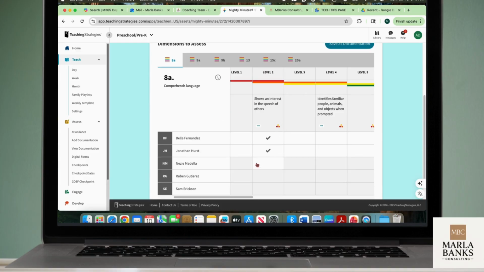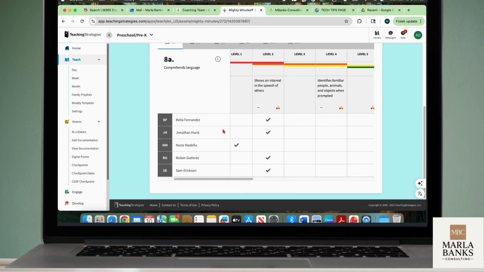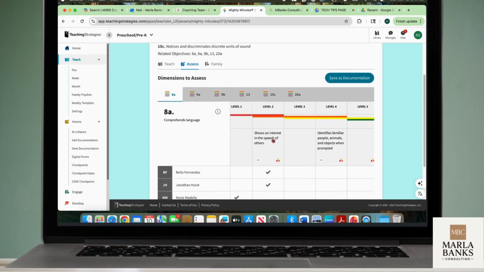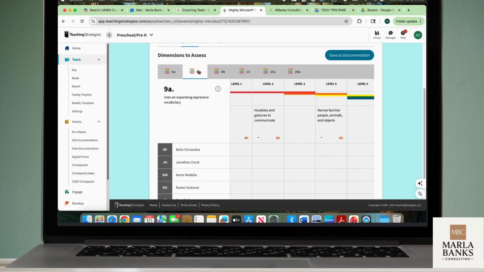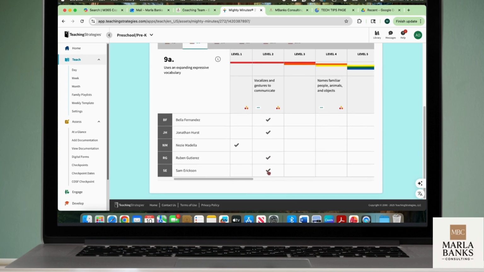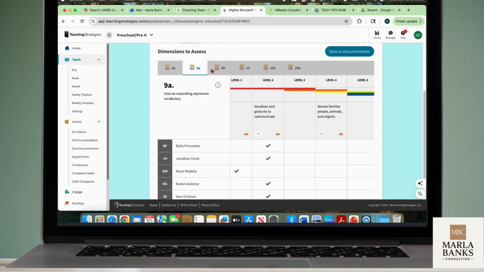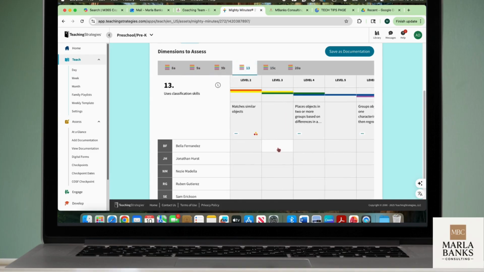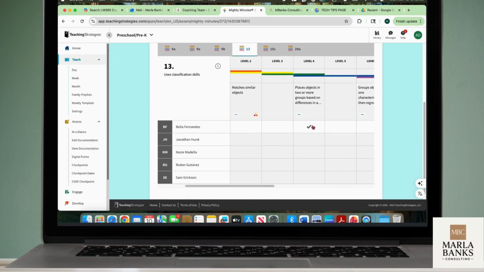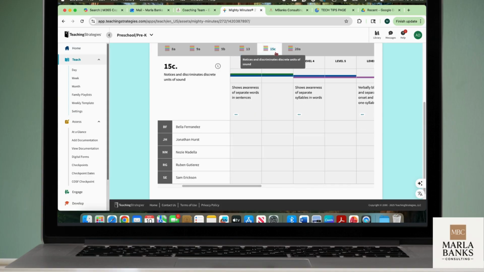So I'm going to level these students that are attached here. And then I can move over to 9A. So I toggle between these two. So that's completed. Now, let's say they didn't do 9B, right? I'm going to skip over that and go to 13. And then I will level again according to what I observed. And then let's, for good measure, do 15C.